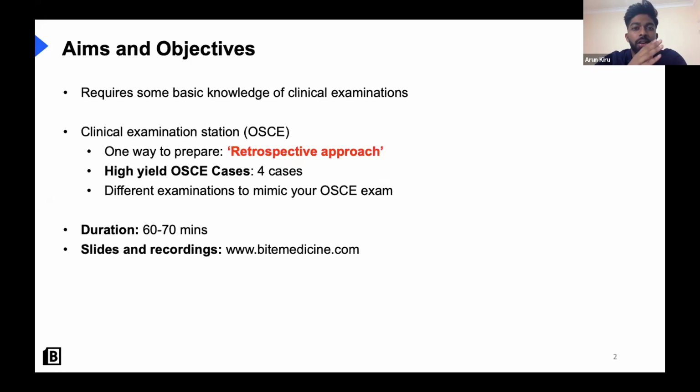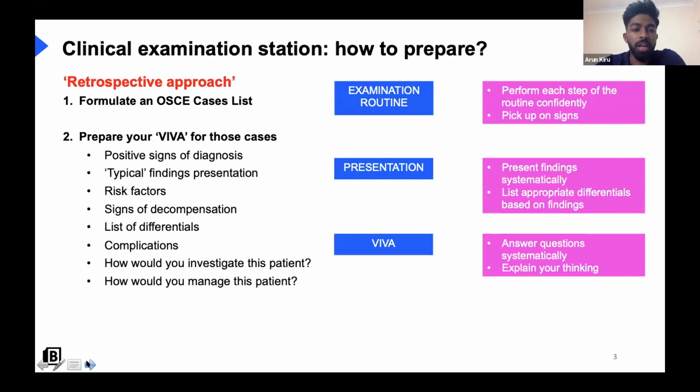So rather than doing 4 cardio cases in a row, you're going to see one case, which will take about 30 seconds, and then we'll go into another station, and then another station. So it's all going to be different. So it really gets you thinking, and it'll be about 70 minutes. And you can see the Bite Medicine website to get the slides, which should be already up, and recordings after the session.